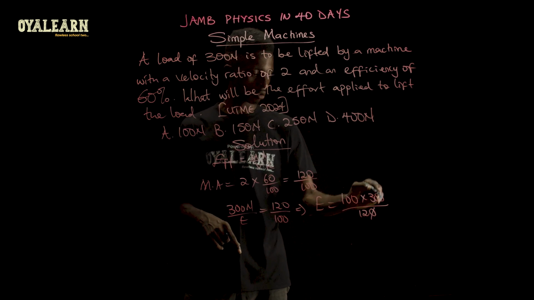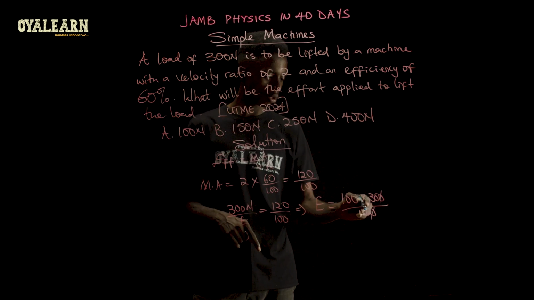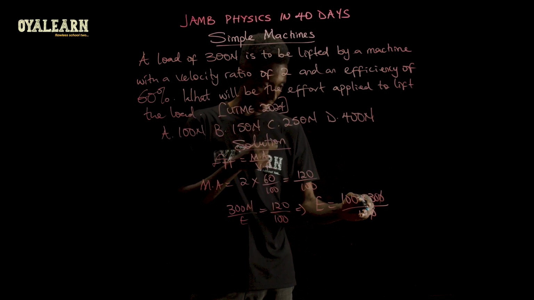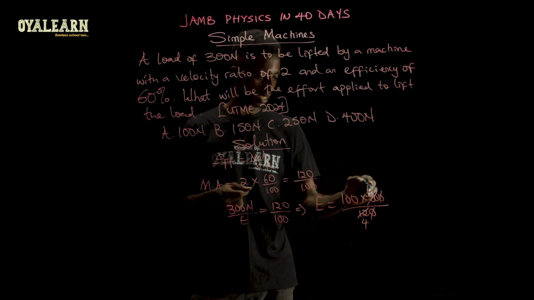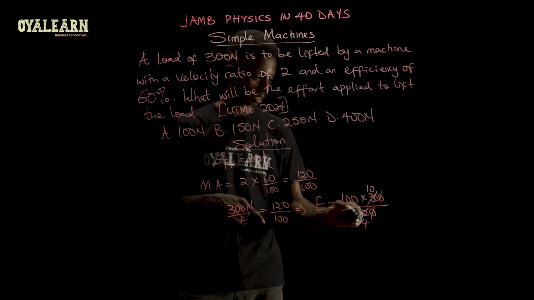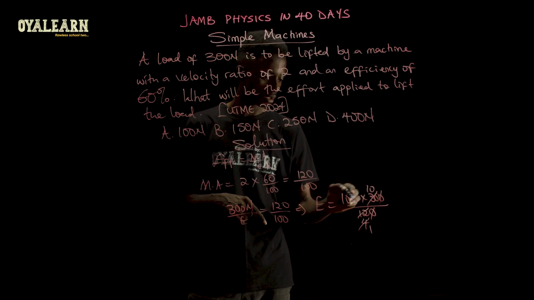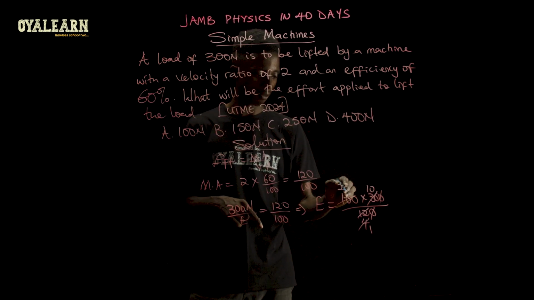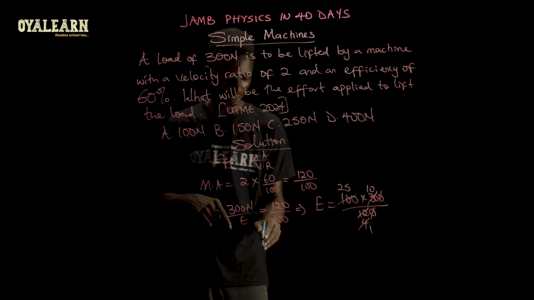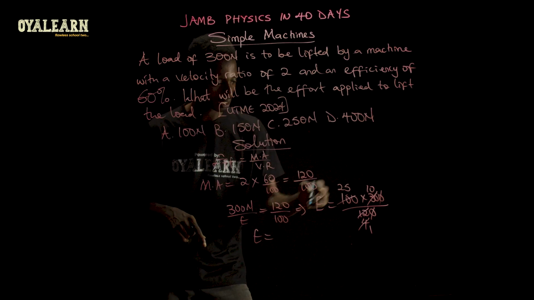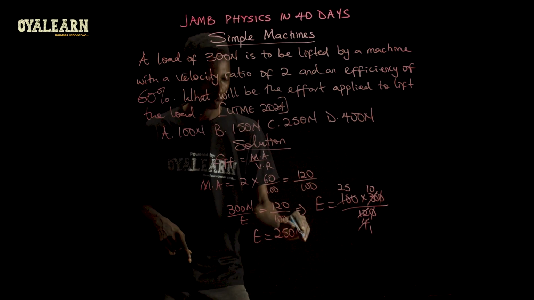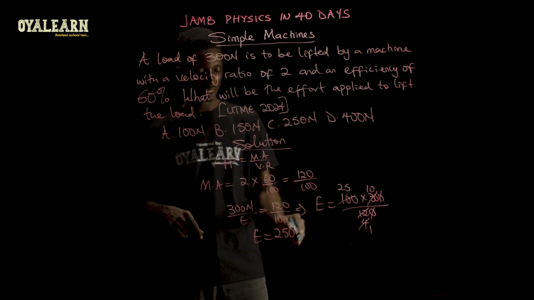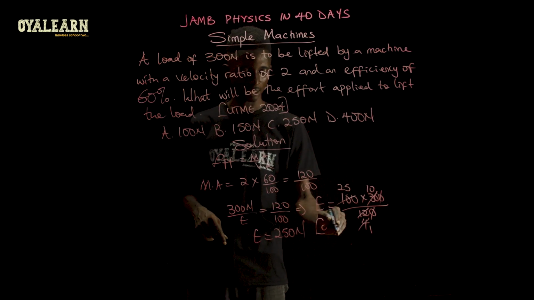If 0 cancels 0 here, what can go? From here we can see that 3 goes here 4 times, 3 goes here 10 times. So 4 here 1, 4 here 25. So what we have is 25 times 10. So effort equals 25 times 10 will give us 250 newtons. That is option C.